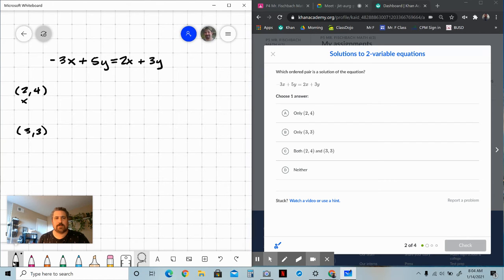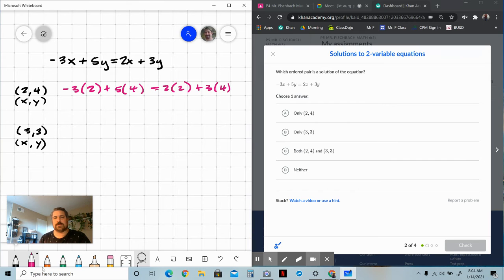In this case, remember, these are always going to be x, y. Okay? It's always x, y when you're looking at an ordered pair. X always comes first, y always comes second. Okay, now we're going to just test it out. In the first test, we've got negative 3 times the quantity of x, which is 2, plus 5 times the quantity of y, which is 4, equals 2 times the quantity of x, which is 2, plus 3 times the quantity of y, which is 4.